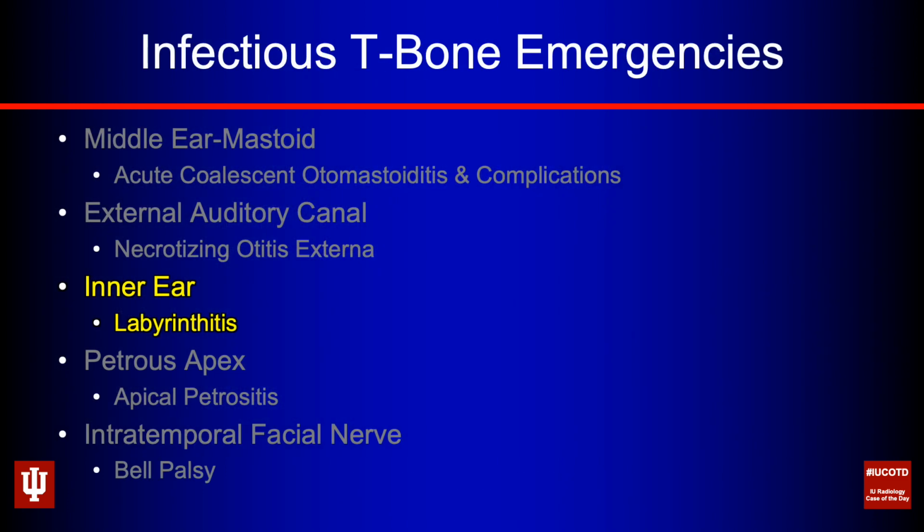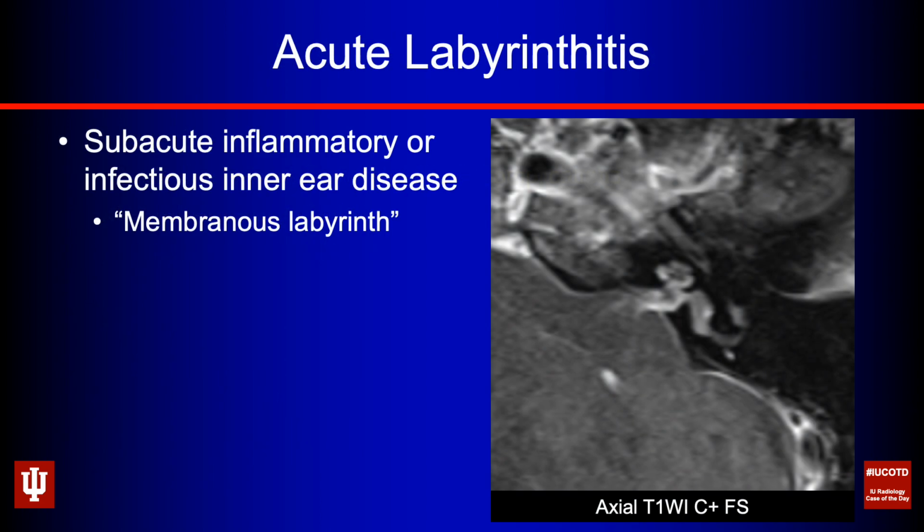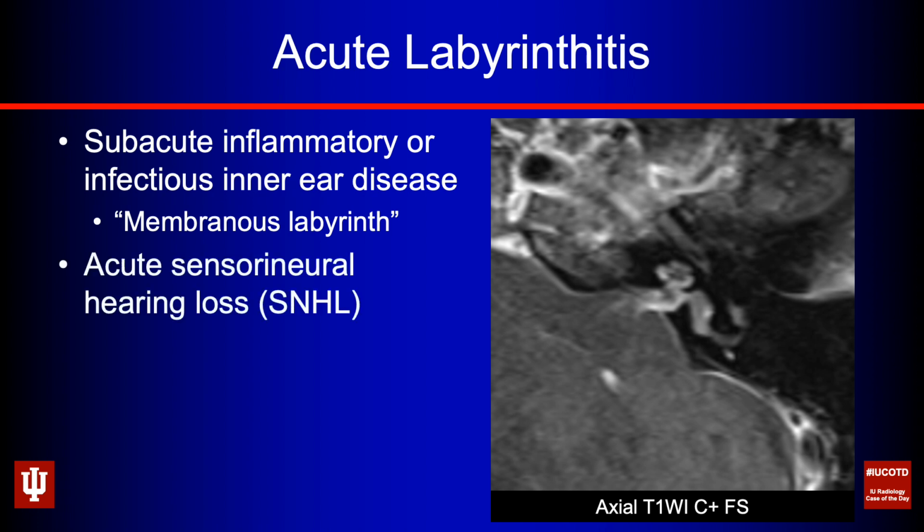Next, we're going to move on to the inner ear, and our hallmark lesion here is going to be labyrinthitis. So acute labyrinthitis, this is a subacute inflammatory or infectious process that involves the inner ear structures. Now, you certainly can have acute manifestations as well, but usually when it comes to imaging, we're catching these with a little bit of lead time bias, and we're imaging more in the subacute phase. But this is infection or inflammation involving the membranous labyrinth that I talked about on the prior temporal bone anatomy lecture.